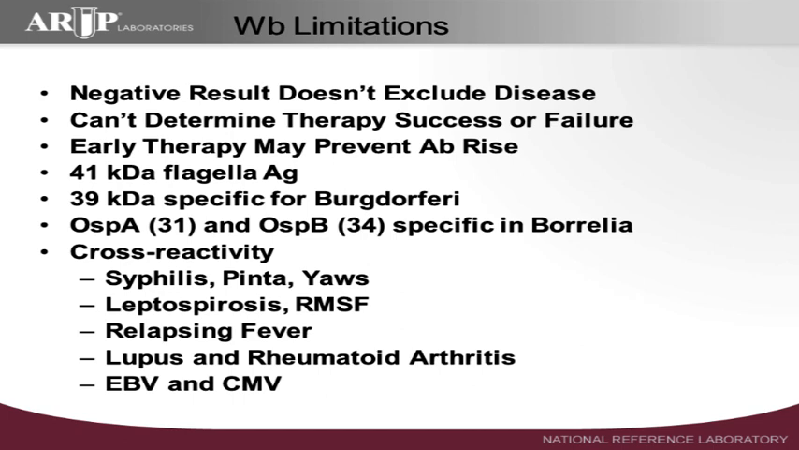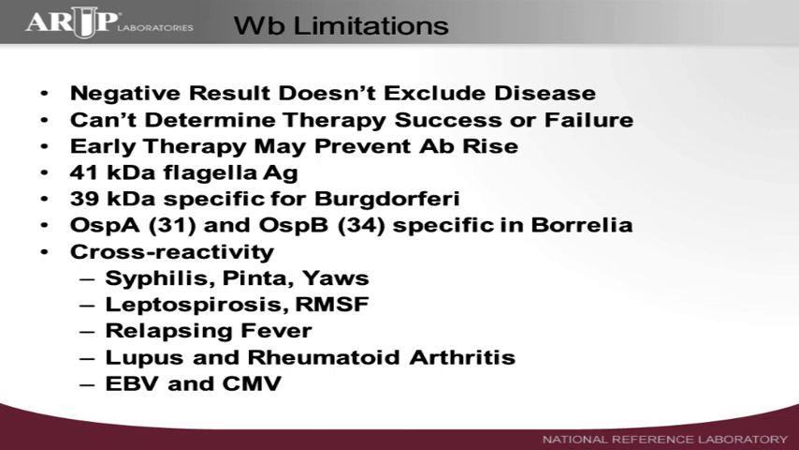Limitations of the Western blot: these are very, very similar to the EIA because we're still testing for antibodies. A negative result does not exclude disease, and it can't determine therapy success or failure. Early therapy may prevent antibody rise. So if you go to the doctor early, the doctor gives you antibiotics, even though you may not have all the symptoms and all the testing done. If they treat you, you may not even have an antibody rise. And that's pretty common with infectious diseases as well. You may not even have a rise in antibody, which would be another reason why you might have a negative result.